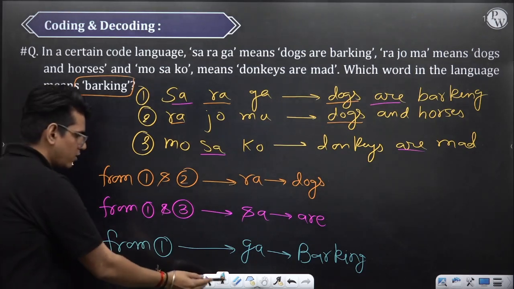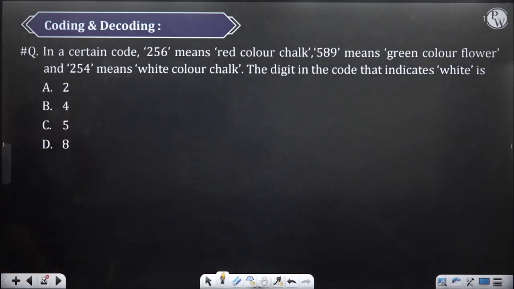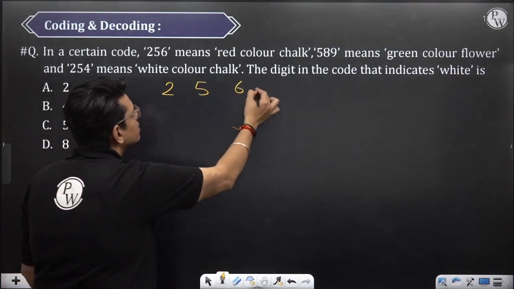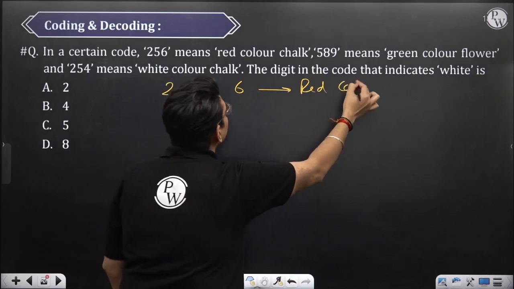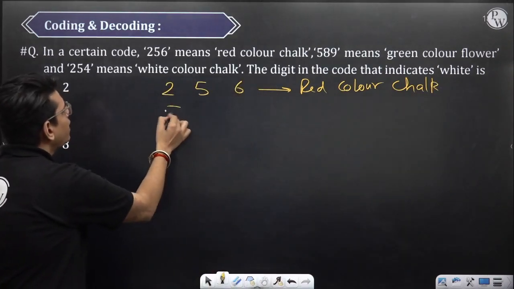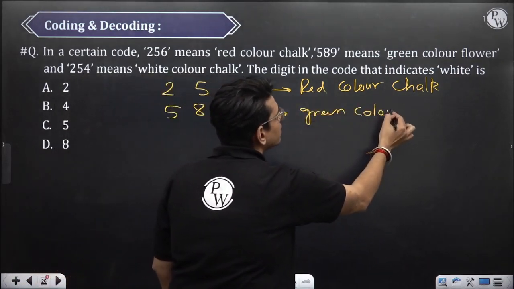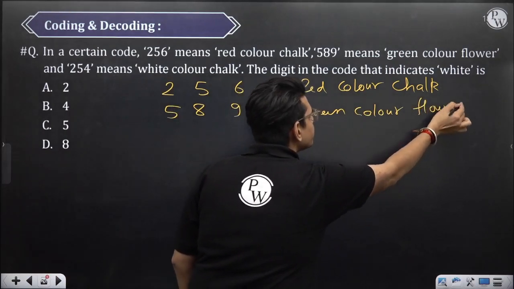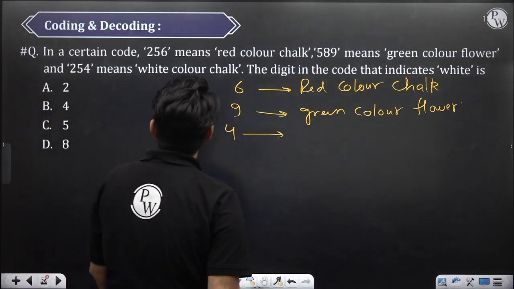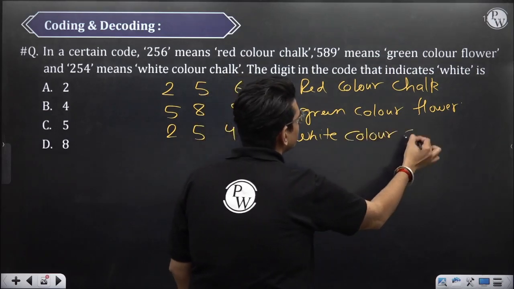Okay. Let's look at another 2 examples from this type of coding. So next question is, in a certain code 256 means red color chalk. Now 589 means green color flower. Another thing is 254. This is nothing but white color chalk.